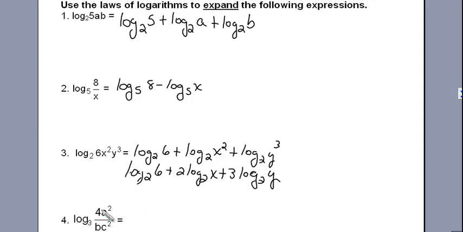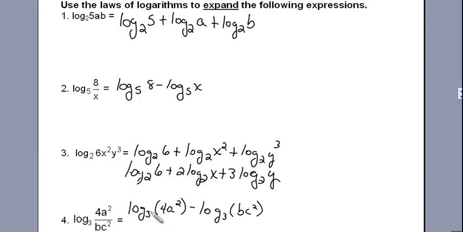Okay, now we're going to go on to example 4. Here we have a product in the numerator, a product in the denominator, but we have a division problem as well. So first let's just separate the numerator and denominator. The numerator would look like this: log base 3 of 4a squared minus log base 3 of bc squared. That takes care of the division problem.